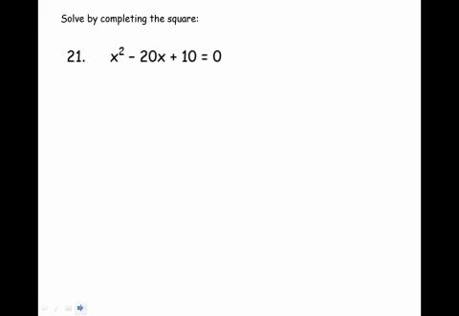Number 21, we'd want to go ahead and solve. It says solve by completing the square, so I have to do this a certain way.